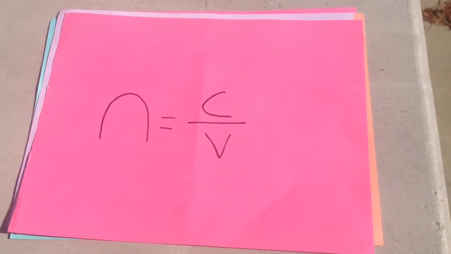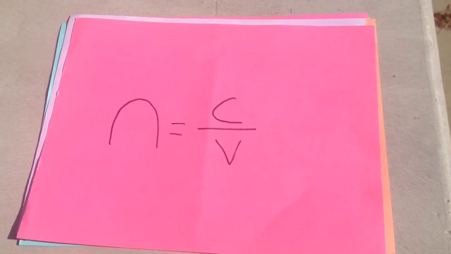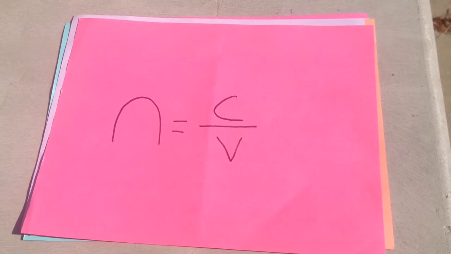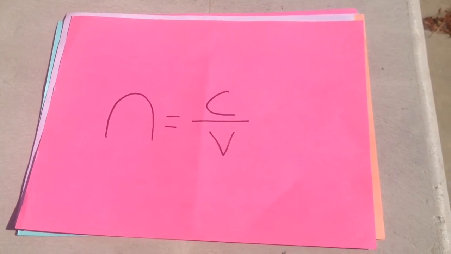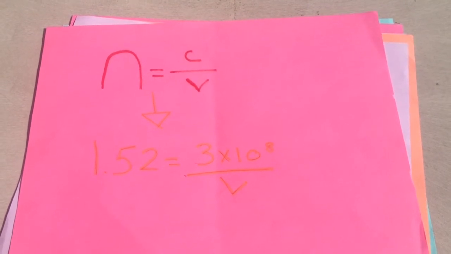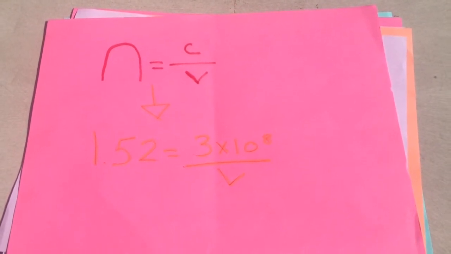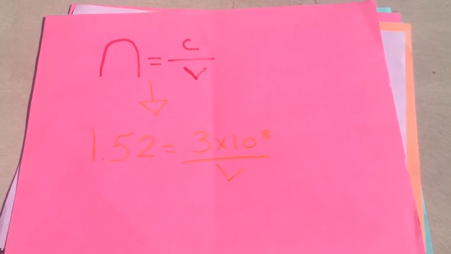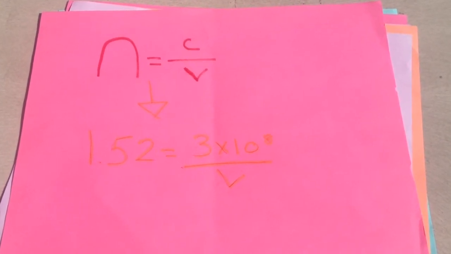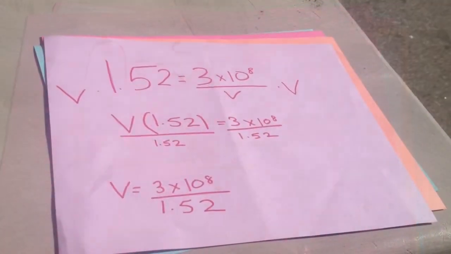The equation we will use to solve this is N equals C over V, which means the index of refraction equals the speed of light in a vacuum divided by the speed of light in a medium. Now what we have to do is plug in the givens into the equation. We already know that N equals 1.52 and C always equals 3 times 10 to the 8. All we need to find is V.